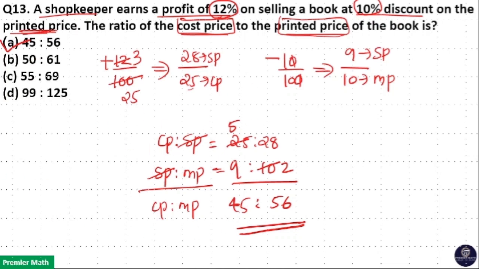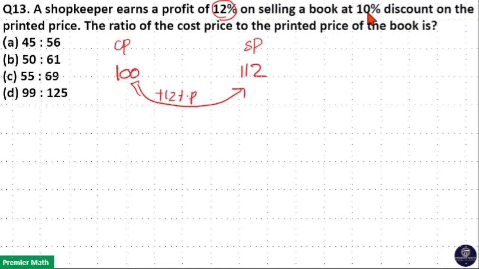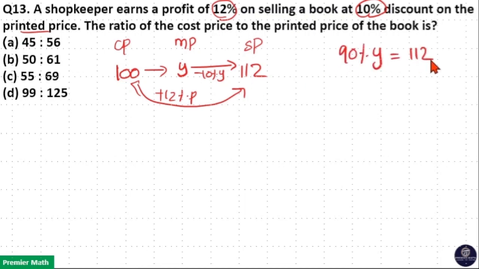Now, if you want to do this question in a different way, consider cost price as 100 rupees. Then sell price must be 112 rupees because there is a profit of 12%. Now, there is a 10% discount on the printed price. So, I will consider marked price as Y. Now, you can see there is a 10% discount on the marked price or printed price. So, 10% discount gives you sell price 112 rupees. That means 90% of Y is equal to 112.